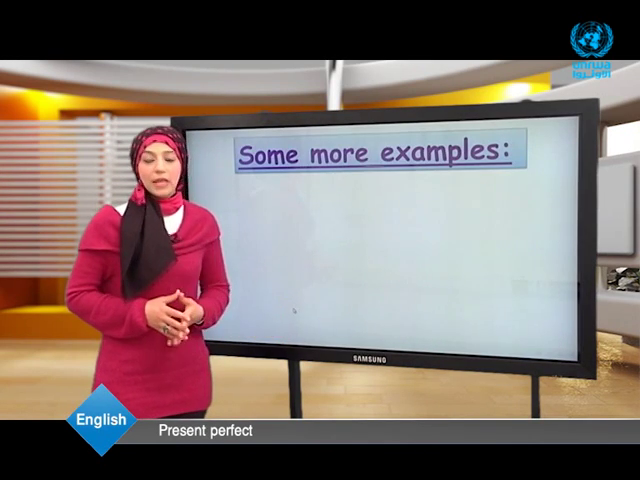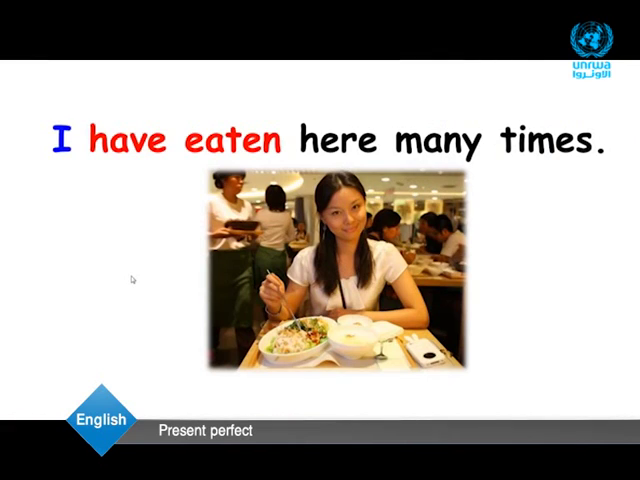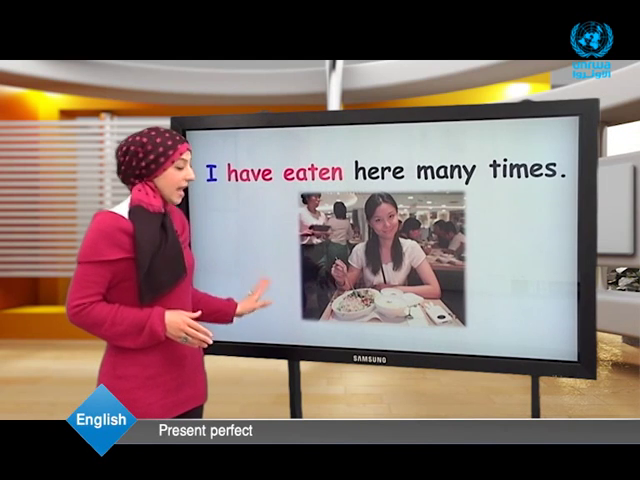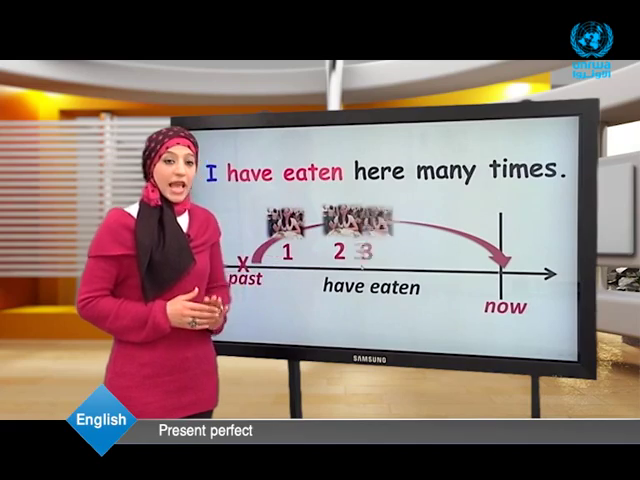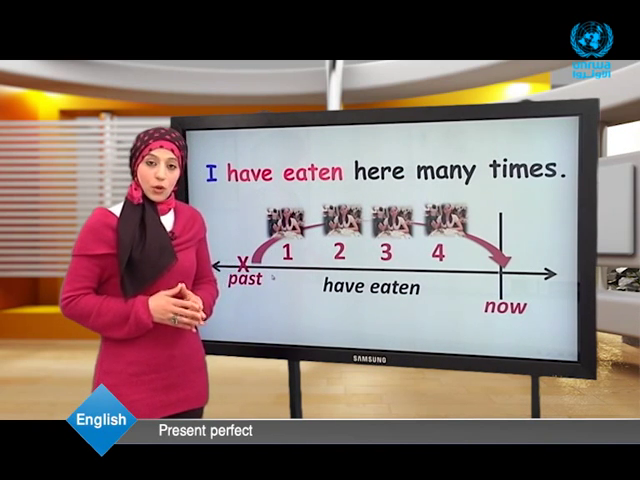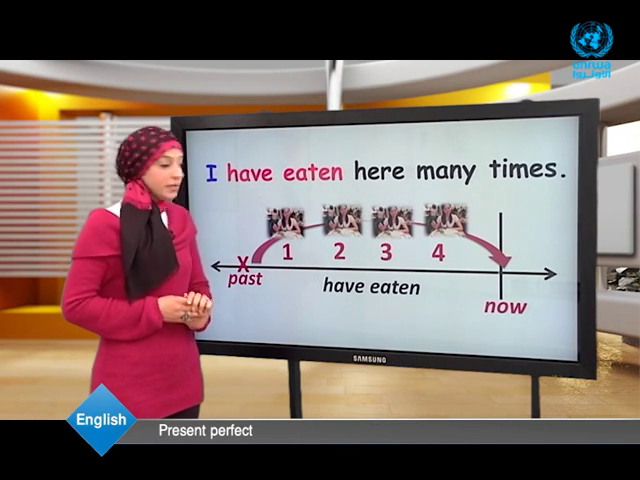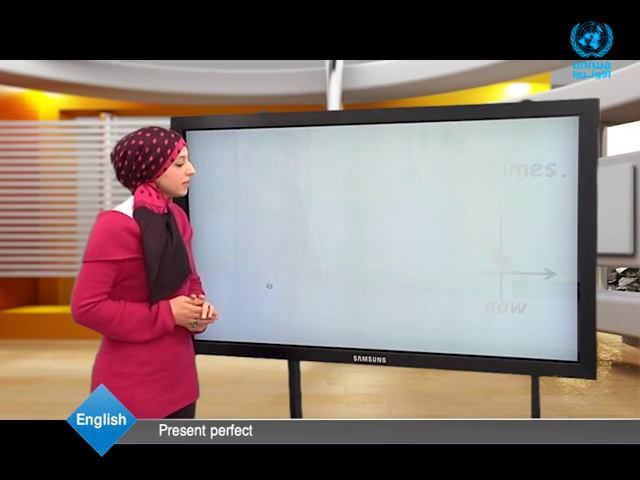Let's have more examples. Now, look at this girl. She says, I have eaten here many times. She likes food in this restaurant, and she went to the same restaurant many times in the past and ate there, and she may go in the future. So, she used the present perfect to talk about her experience. I have eaten here many times.